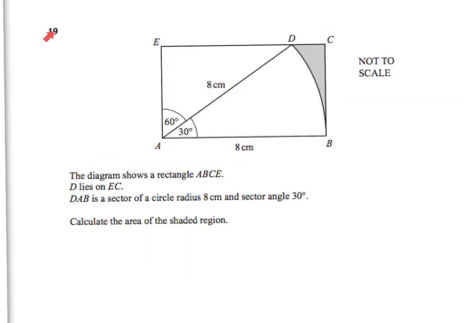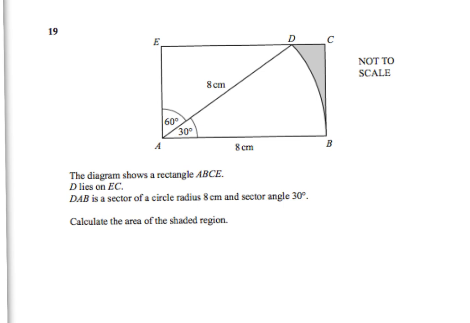Moving on, number 19. We have rectangle and we have sector and triangle inside the rectangle, and we need to find the area of the shaded region. The area of the shaded region equals area of rectangle minus area of sector and area of triangle. We can find area of the sector easily because we have radius and we have the sector angle. We have a rule to find the area of the sector.